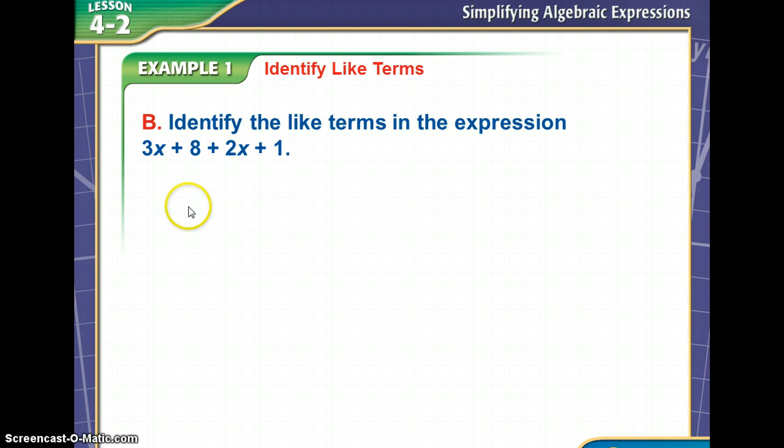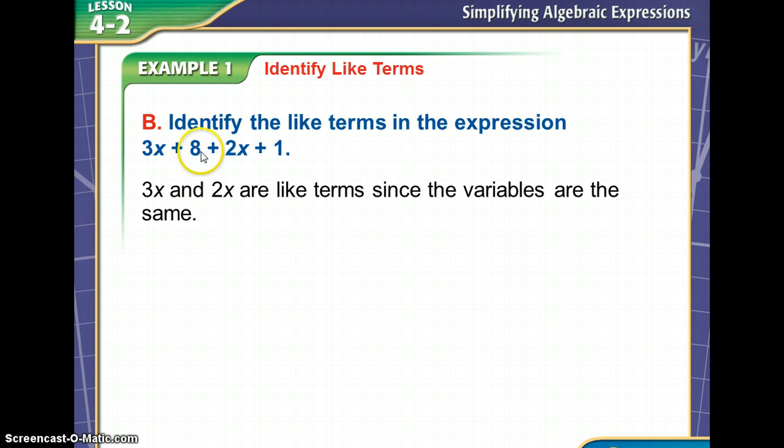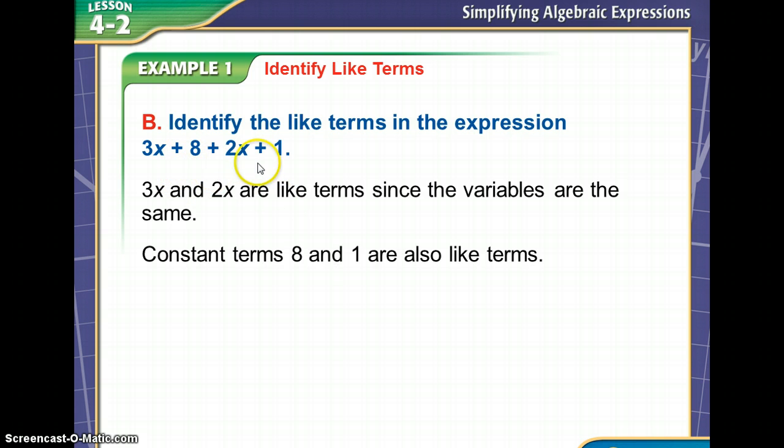Okay, as we look at this expression, we have a positive 3x, a positive 8, positive 2x, and a positive 1. So there's a total of 4 terms here. I'm looking for like terms, so I'm looking for things that have the same variables. Easily you see the positive 3x and the positive 2x. But I need for you to recognize that positive 8 and positive 1 are also like terms because they are constants. So we can add 1 and 8. You get 3x and 2x, of course, are like terms, and 1 and 8 are like terms.